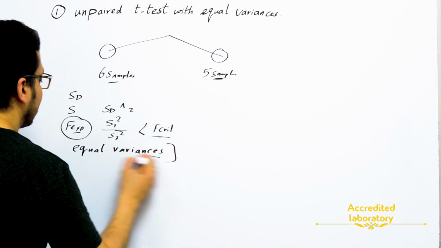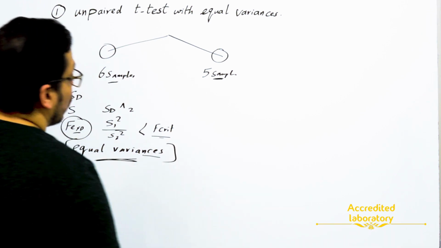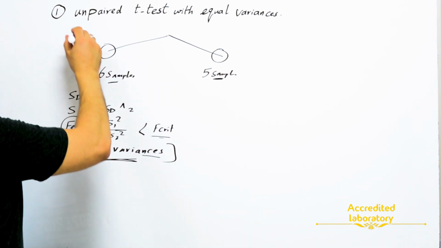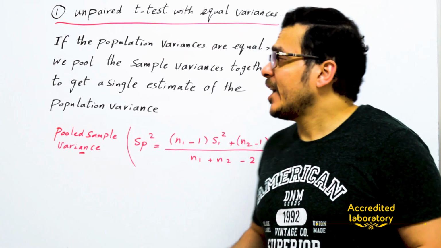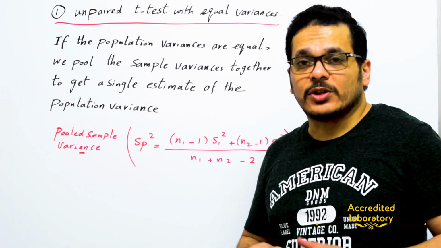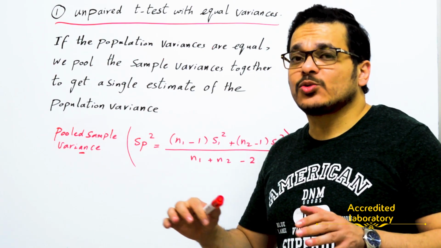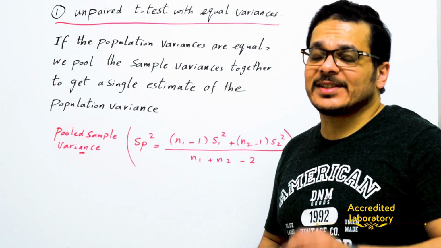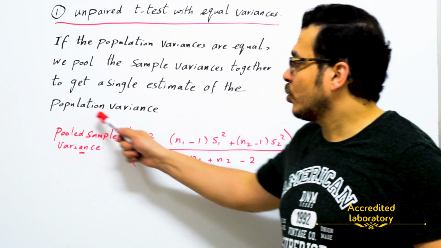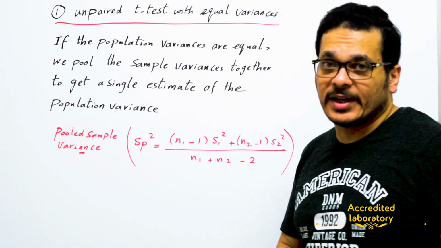Equal variances. Now you will use the equation for this type of t-test, the unpaired t-test with equal variances. If the population variances are equal for the two groups, in this case we will pool the sample variances together to get a single estimate of the population variance, which is the pooled sample variance.